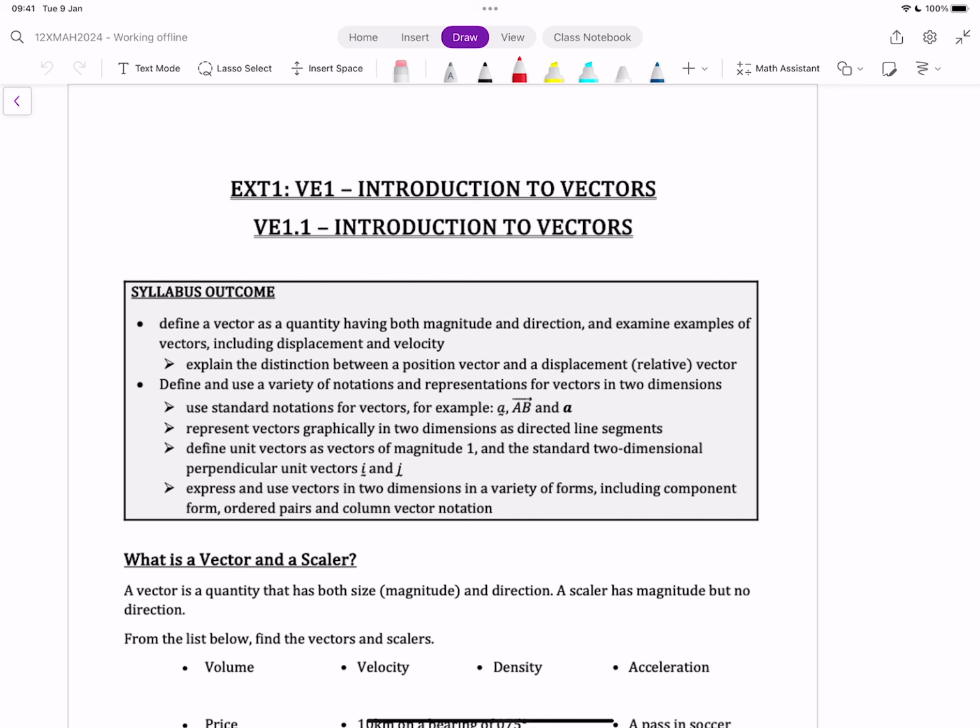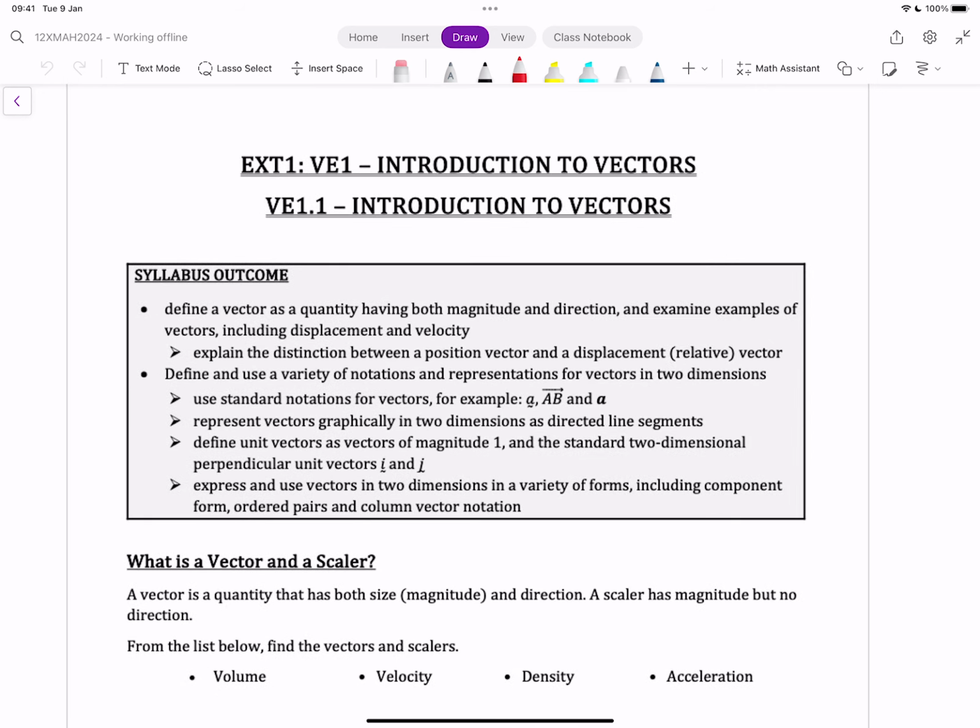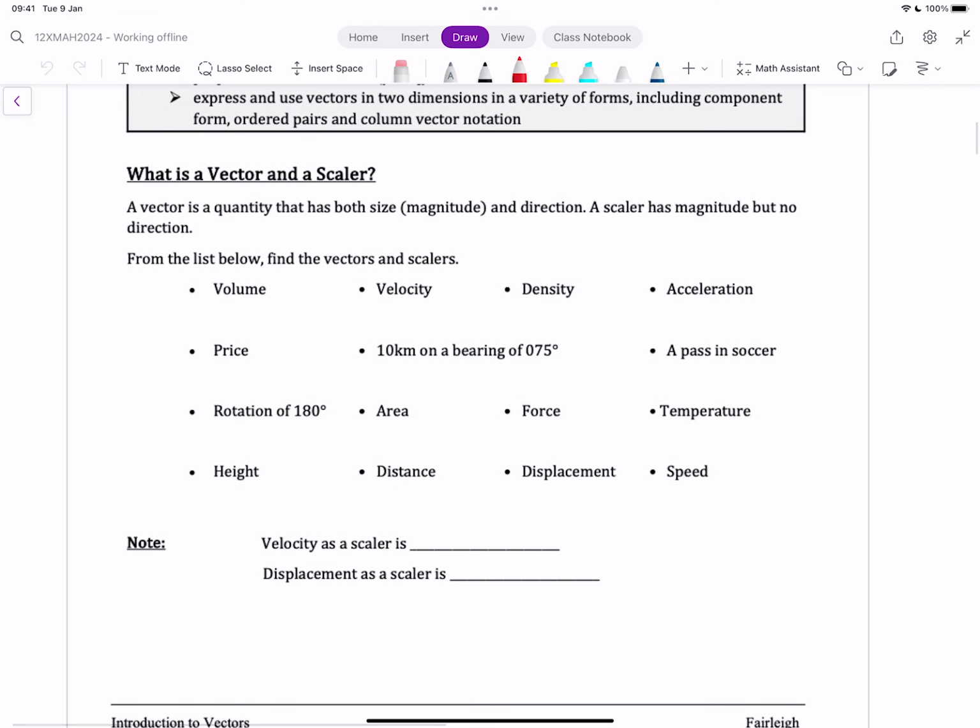Okay, so today we're going to be looking at an introduction to vectors. We've all seen before that vectors are quantities that have both a magnitude and a direction. The difference between a vector and a scalar is that a vector quantity has both magnitude, that is its size, and direction, that's the direction it's facing. A scalar quantity has magnitude, like 3 or 4 or the square root of 5, but no direction.